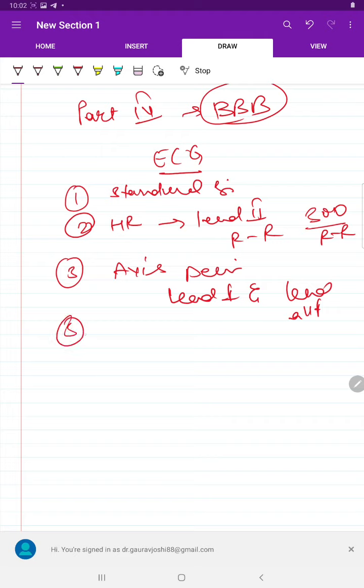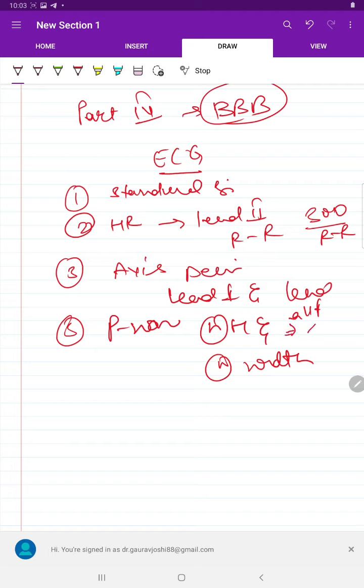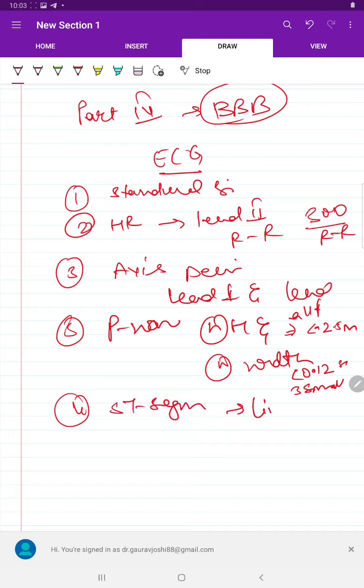Then you will look at the P wave, its normal height and normal width. I hope you remember these values: the normal height of the P wave should be less than 2.5 mm and its width less than 0.12 seconds, or 3 small squares. It should be less than this. Then go for the ST segment in the limb leads and check in that.